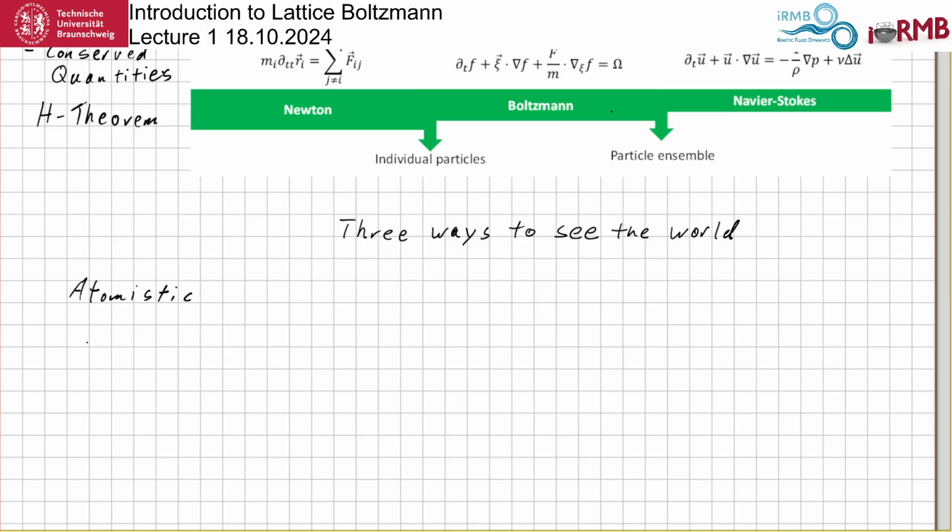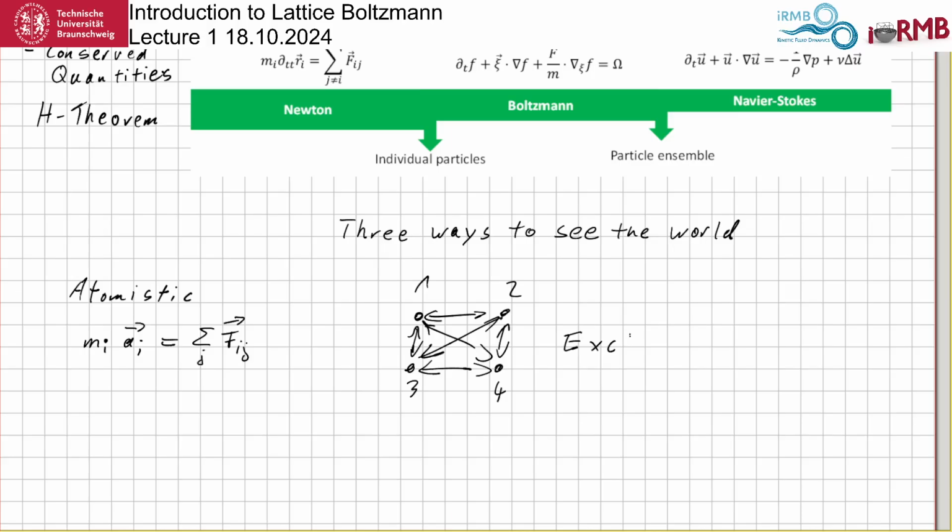We have an atomistic view. So the atomistic view is that we have particles with mass m_i and acceleration a_i, which is equal to the sum of the forces between particles. So the forces of the particles j acting on i. Probably have to make this a vector. So what you have here, say, these 4 particles, 1, 2, 3, 4, and what happens is that there are forces in between all of these. And these forces lead to an exchange of momentum, and by this also an exchange of energy between the particles.